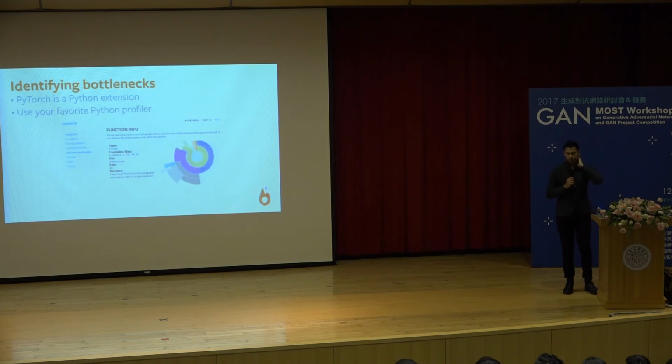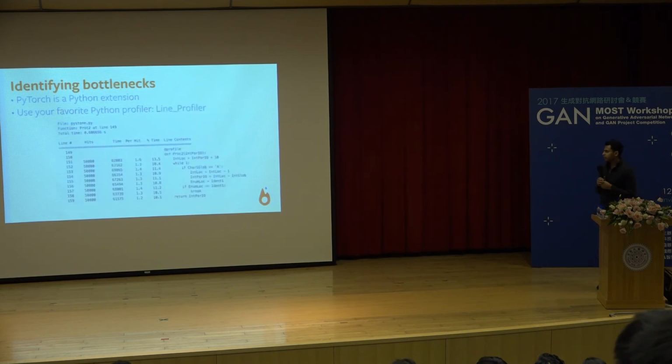Another thing, if you want to identify why your code is slow, then you can just use any of the Python profilers. There are many tens of Python profilers, and you can conveniently find out which line is being slow. One of my favorites is Line Profiler, which will show you line by line which line is being slow, and you can try to go optimize that.